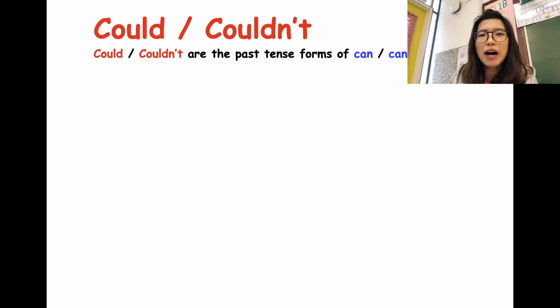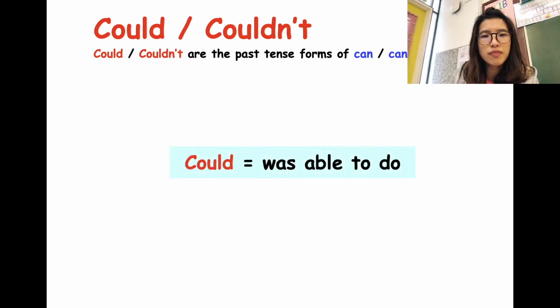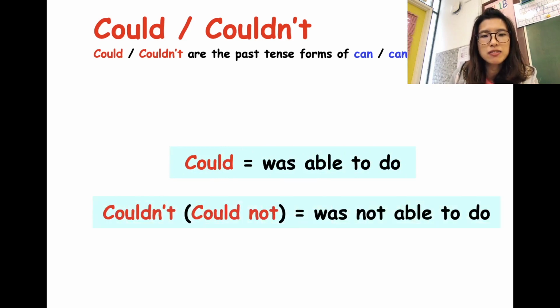So from the above examples, I think you will understand when to use can, can't, could, and couldn't. Could, couldn't are the past forms of can or can't. Could means was able to, something that you were able to do in the past. Couldn't or could not means was not able to do.